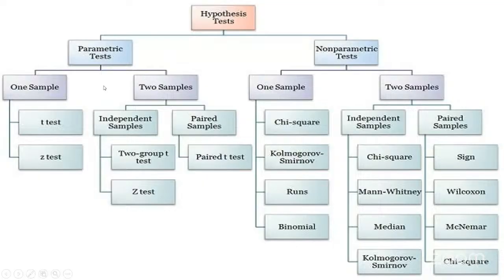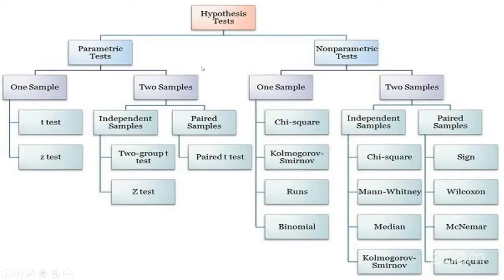And parametric tests can be defined with respect to one sample data or two sample data. For one sample data, we can perform the t-test and z-test. And for two sample data, we can create the subtypes in terms of independent samples or paired samples. If the samples are independent, we will have the two group t-test or z-test, and if the samples are paired, we will have the paired t-test between these two samples.